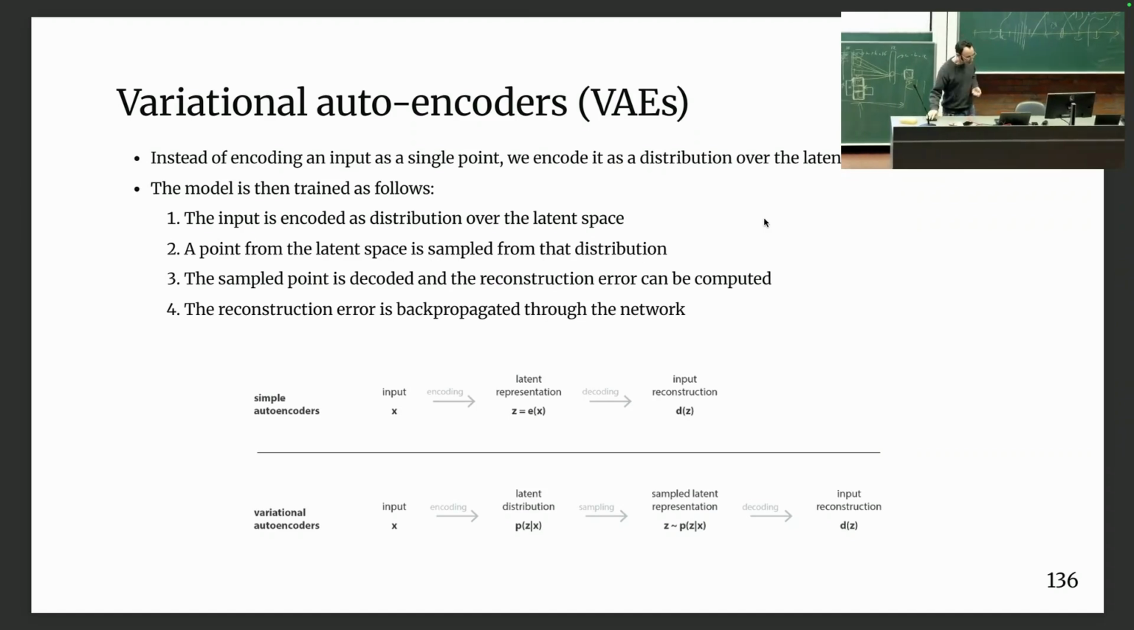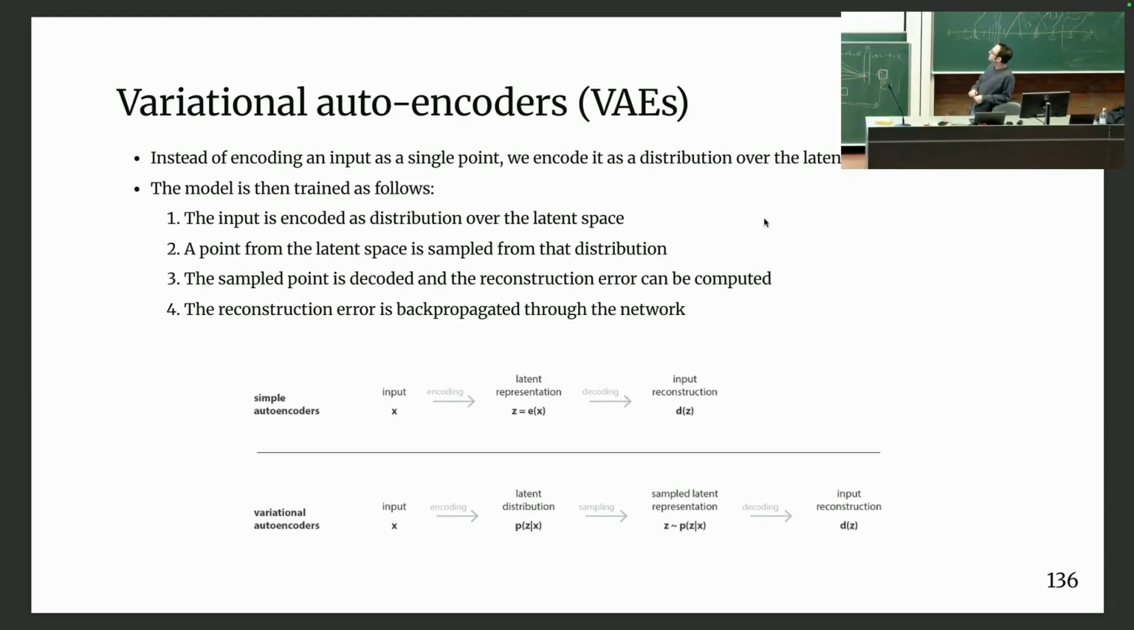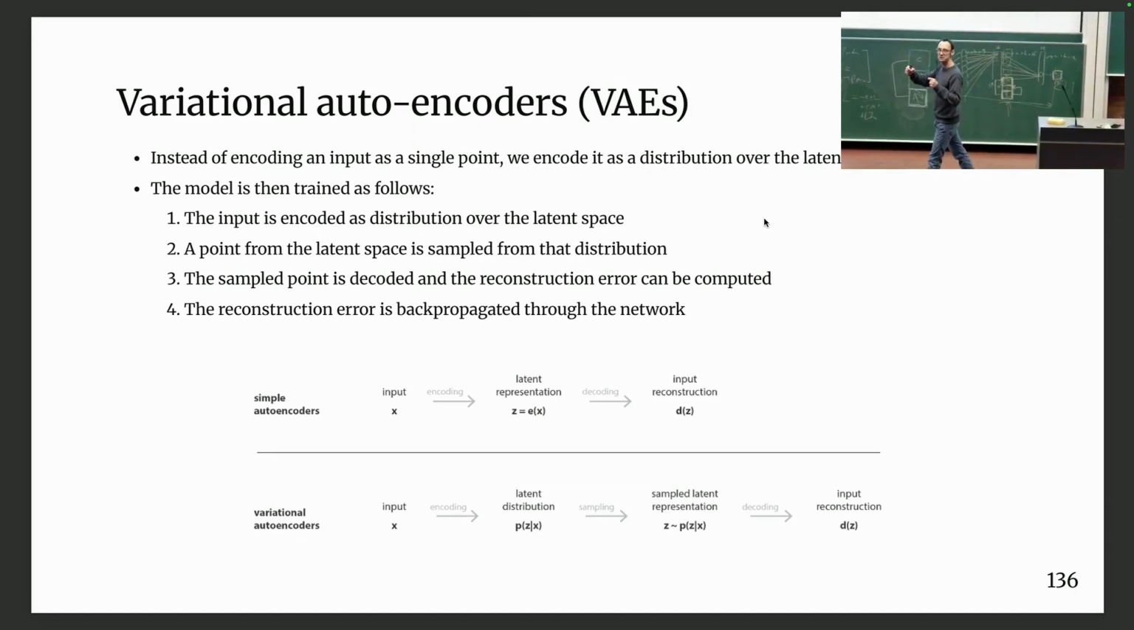With a variational autoencoder, I'm going to change this up. I'm going to encode my intermediate representation not as a single point in n-dimensional space, but as a distribution over the latent space. So I'm going to learn, for my n dimensions that I plan to encode, a mean and standard deviations.